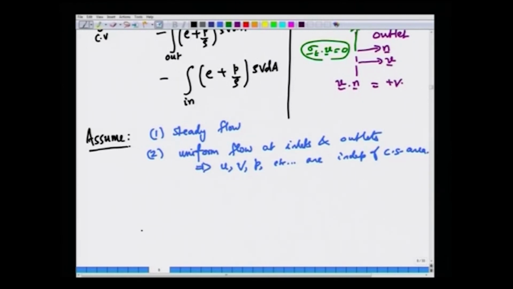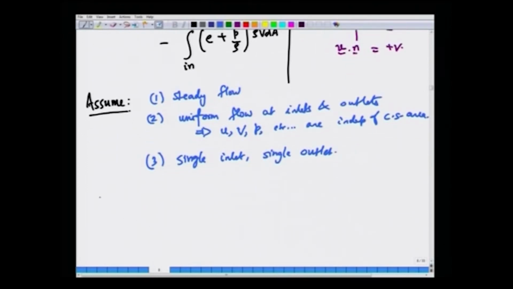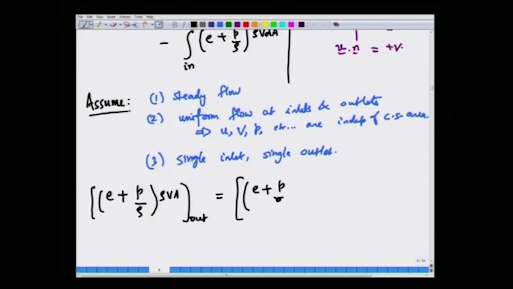Okay. So, once we do that, we will further assume single inlet, single outlet. For simplicity, there is only one inlet and one outlet, in which case this equation becomes: (E plus P by rho) times rho V A at the outlet is (E plus P by rho) times rho V A at the inlet plus Q dot minus W dot shaft.